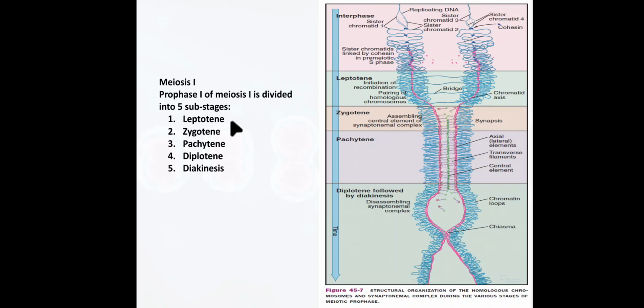Meiosis 1 is subdivided into prophase 1, metaphase 1, anaphase 1 and telophase 1. Further, this prophase 1 of meiosis 1 is subdivided into 5 stages: leptotene, zygotene, pachytene, diplotene and diakinesis. So let us know about these substages in today's class.